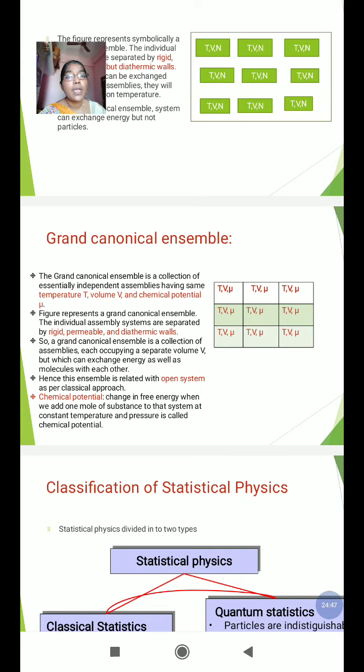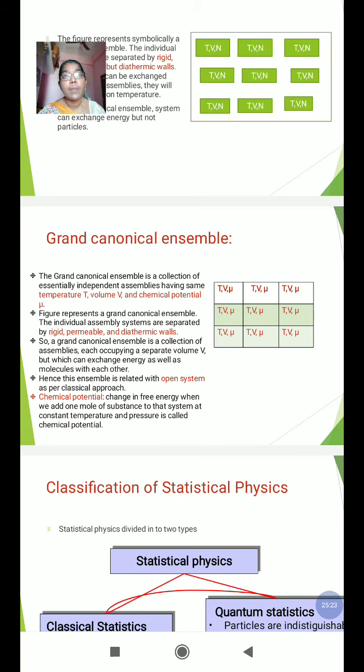So chemical potential means the concentration of the system will be changed when we add some external matter. If we add external matter into any system, then what happens? The concentration of the particles, the concentration of the matter will change. If the concentration changes, automatically the energy will change. So this change in energy due to adding of substance externally to the system is called chemical potential.